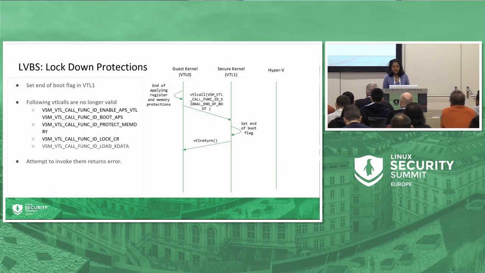So this is the VTL call that we issue to actually lock down the protections. This happens at the end of establishing all the protections. We establish all the protections, and the guest kernel goes ahead and sends this VTL call, which says signal end of boot to VTL1. At that point, VTL1 sets an end of boot flag and comes back. As a result of setting this flag, all the VTL calls that are listed in the table here are revoked. And any attempt to invoke them will return an error from the secure OS.